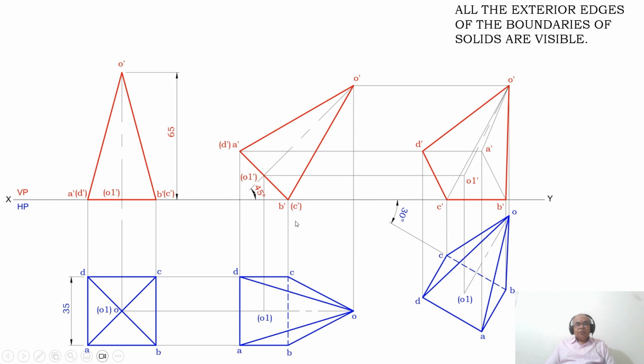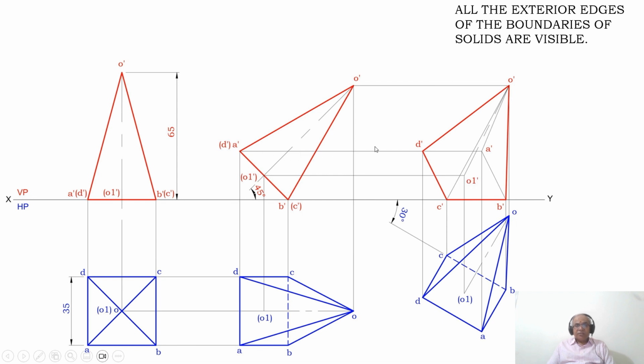Then you draw a horizontal projector from here further. Then, since B dash C dash is resting on the XY line, from B you draw a vertical projector to the XY line, and you mark that point as B dash. Similarly, from C also, you draw a vertical projector to the XY line and you mark that point as C dash. And then draw a horizontal projector from O1 dash of the second position front view and draw a vertical projector from O1. These two lines will intersect at this point. You mark that point as O1 dash.